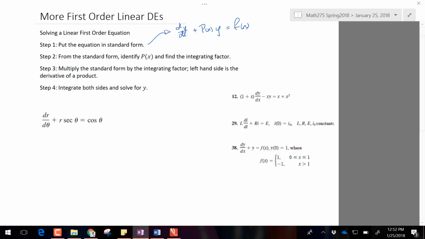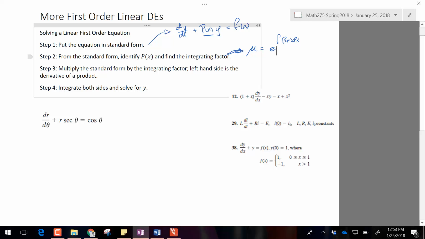So this is your first order linear, and then you identify your p function, and that's going to be the function that's being multiplied with a y. And then the integrating factor is e to the integral of p of x dx. And then from here, you're going to multiply the differential equation. Okay?